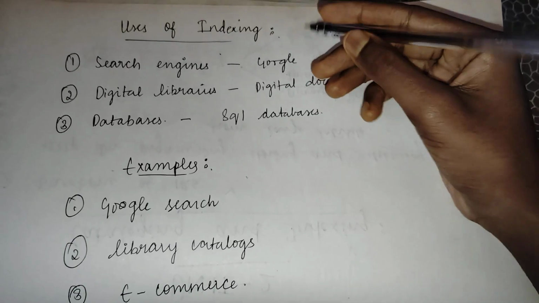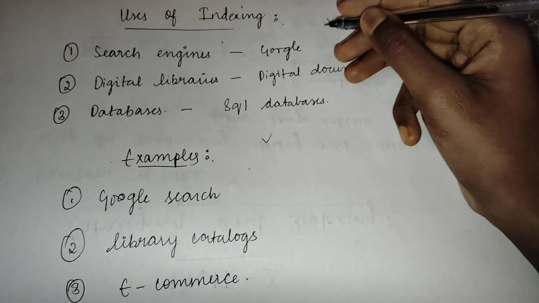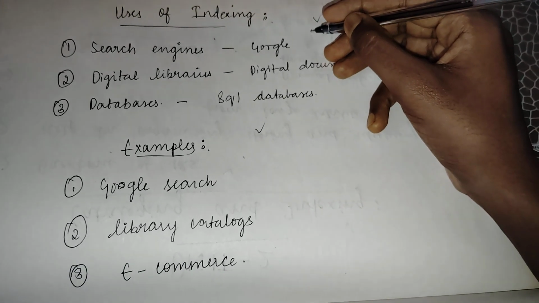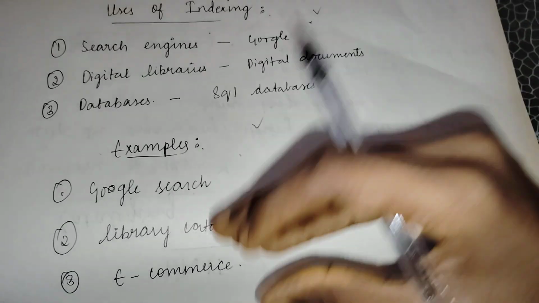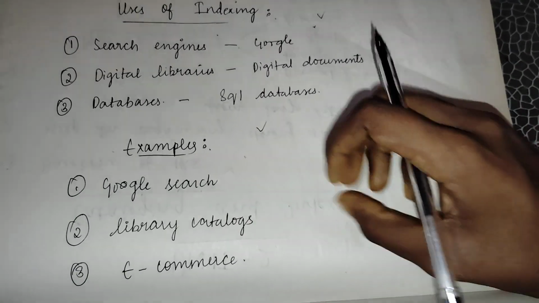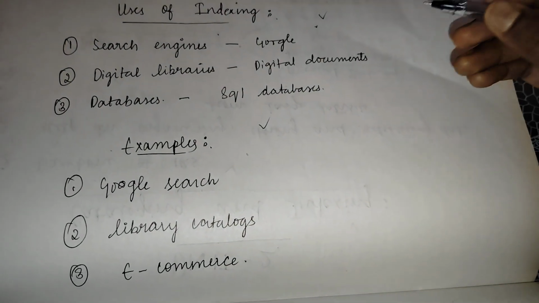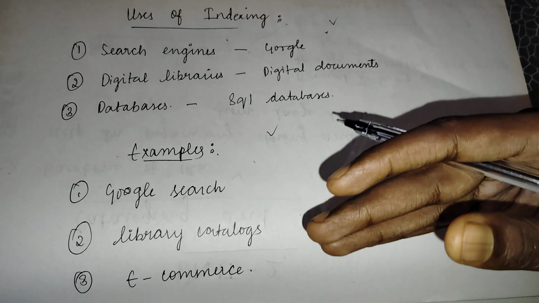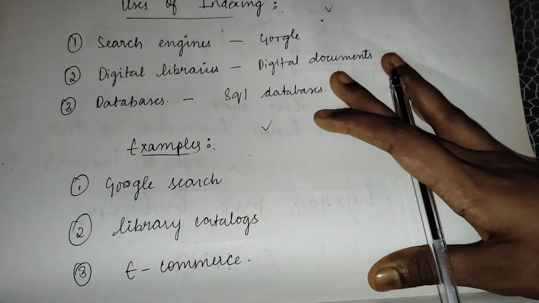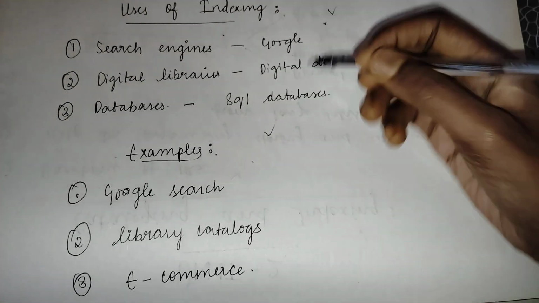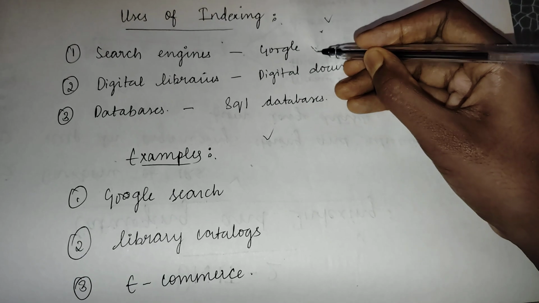Now we'll see some uses of indexing and examples. When we come to uses of indexing, first is search engines. In search engines, we can take the example of Google. Google uses complex indexing so that whenever we search something, we get all kinds of relevant web pages, right? Anything related to web pages, we get it. So Google is the best example for a search engine.